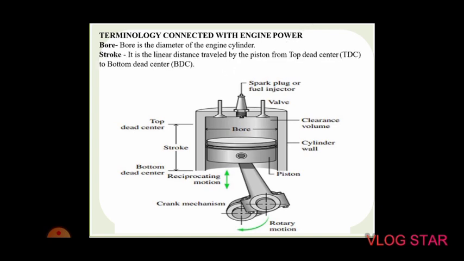Then is the stroke. Stroke is the linear distance traveled by the piston from the top dead center to the bottom dead center, that is from the TDC to the BDC. You can see here it's shown in the figure.